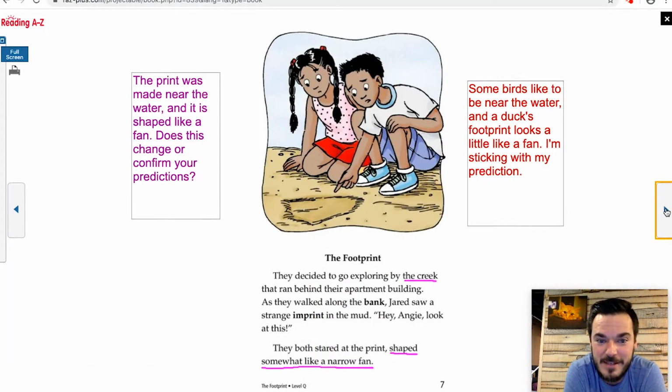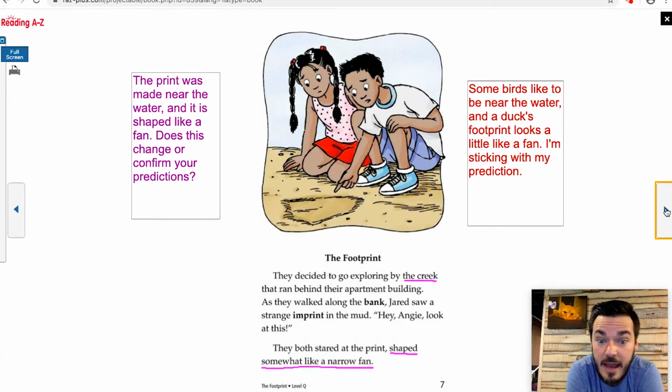The footprint. They decided to go exploring by the creek that ran behind their apartment building. As they walked along the bank, Jared saw a strange imprint in the mud. "Hey, Angie, look at this." They both stared at the print, shaped somewhat like a narrow fan.